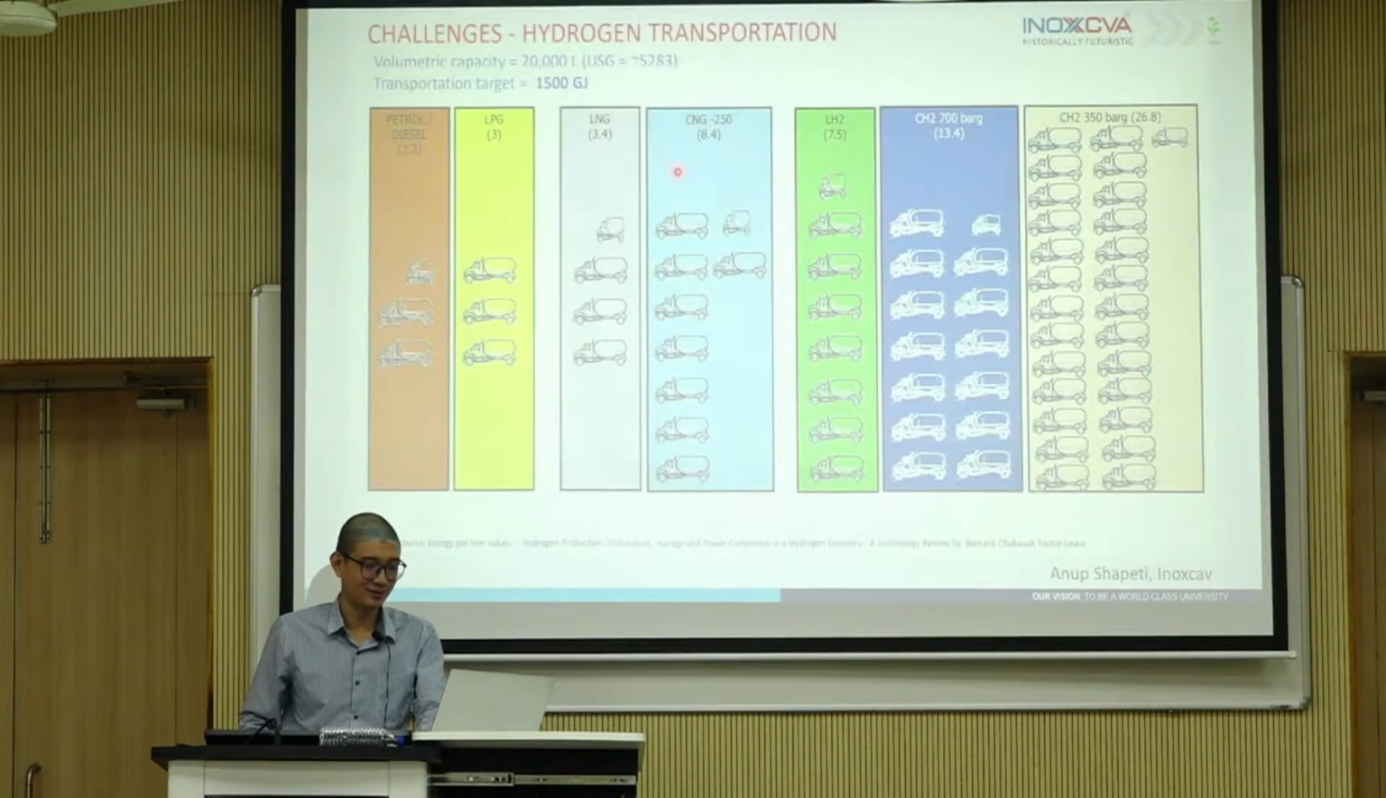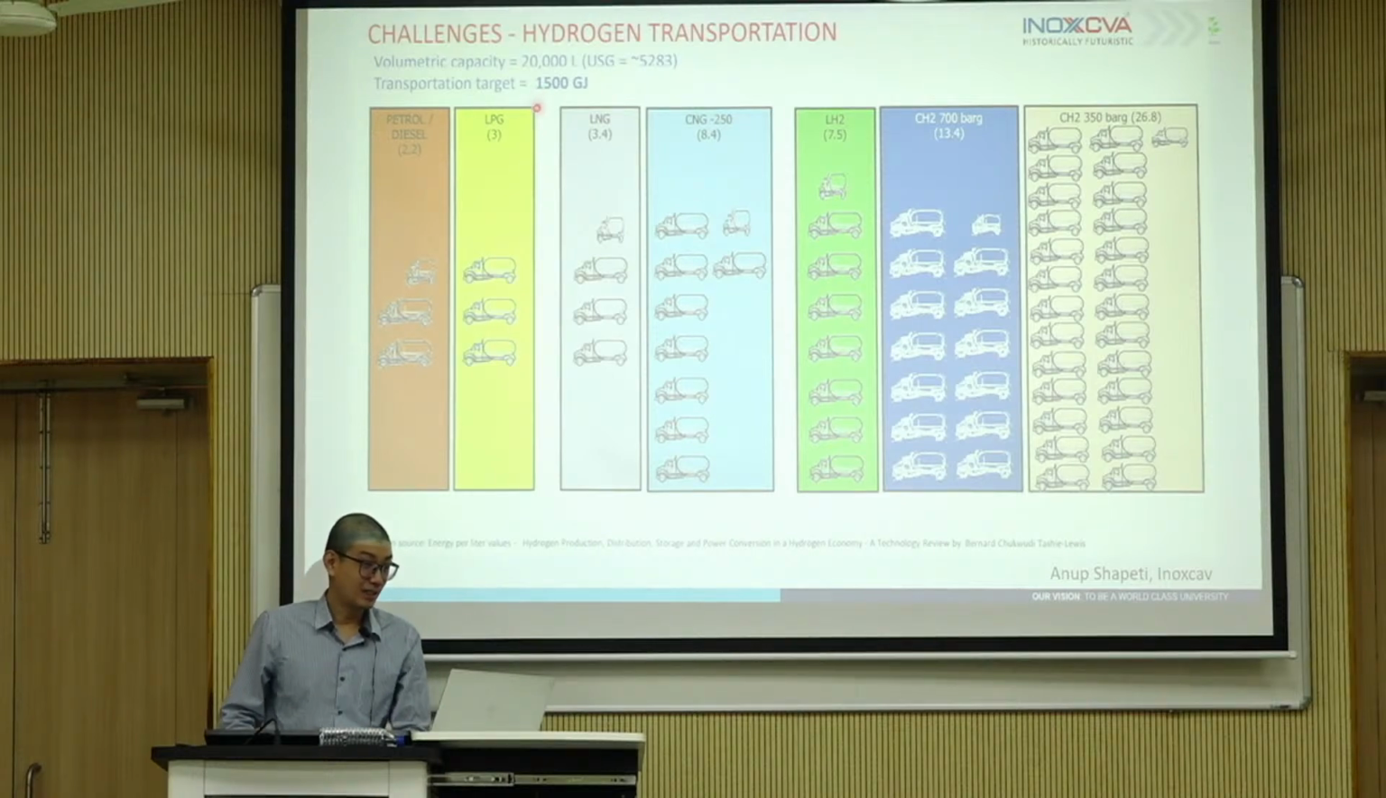Just now I mentioned transportation. You see, in order to transport 1500 gigagrams of petrol and LPG, you only need 2.2 trucks, and this one is 3. But for the hydrogen, you need how many? Even this one compressed to 700 bar needs 13.4. This one compressed to 250 bar is double. Then this one is liquid form.